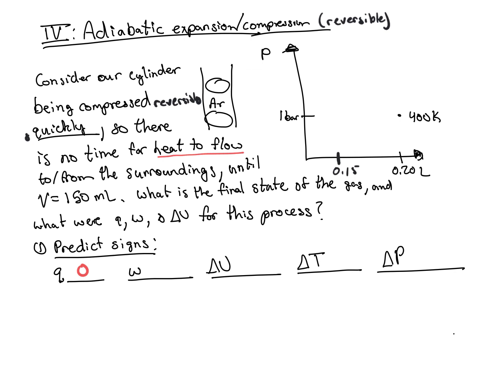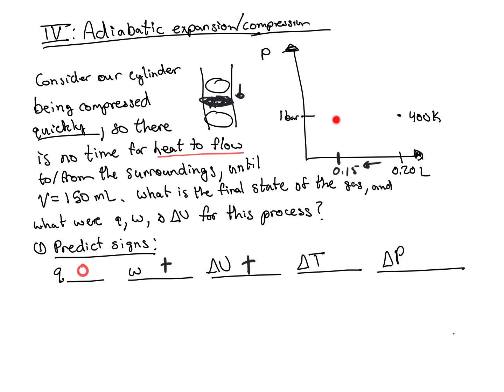Okay, the work, what are we doing? We're compressing it. So again, we don't really know what's going on in this diagram yet, but definitely we have that change in volume from 0.2 liters to 0.15 liters. That's compression. Maybe this is the final state down here. Anytime we compress, we're doing work on our gas, increasing its energy, so work has to be positive. Since Q plus W is delta U, delta U is positive.